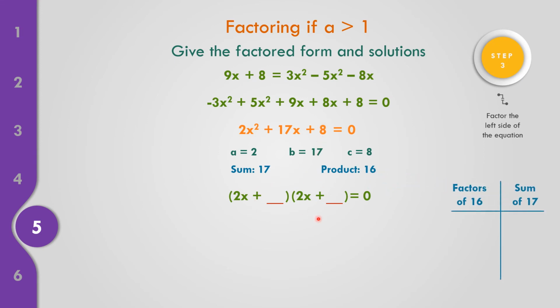Let us find now the factors of 16, and then the sum must be equal to 17. The factors of 16, that is 8 times 2. That is correct. But then, if we add 8 plus 2, the answer is equal to 10. So that is incorrect. If we try 4 times 4, the answer is equal to 16, correct. But then, if we add, that is equal to 8. Another incorrect. So let us try 16 times 1. 16 times 1 is 16, correct.